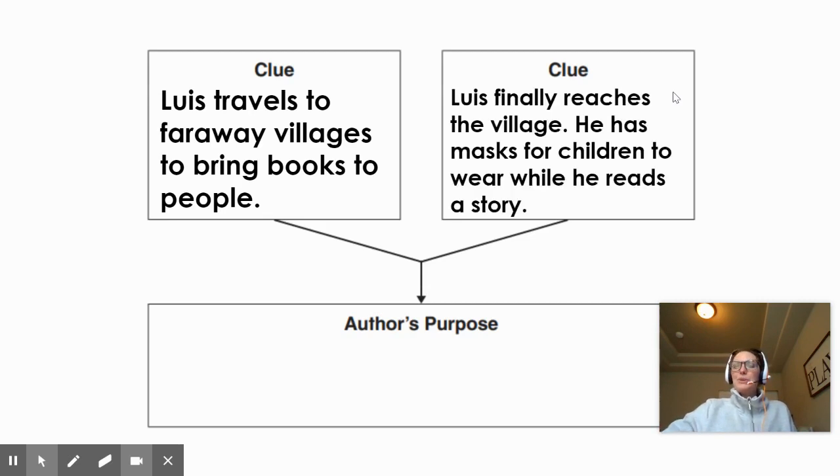So our clue number 2 reads as follows. Luis finally reaches the village. He has masks for children to wear while he reads a story. So we saw in the picture those children were wearing pig masks to go along with the story. This tells me that Luis is really excited about reading and about passing on his love for reading and stories to these children in faraway places. Okay. Remember to press pause and continue when you are ready.